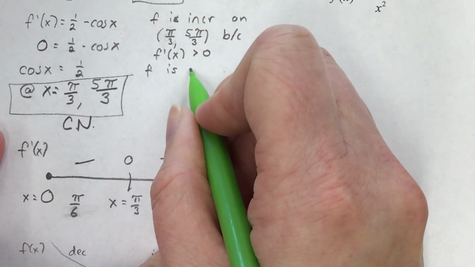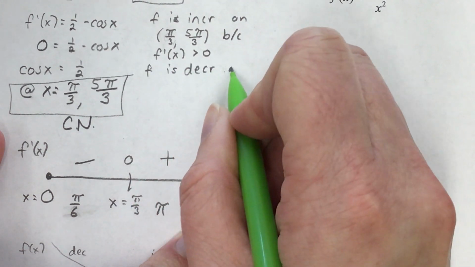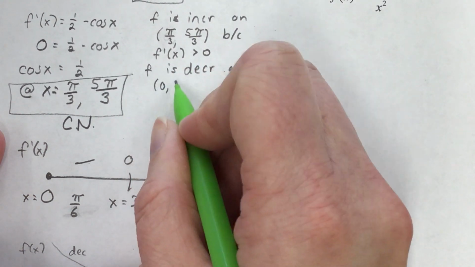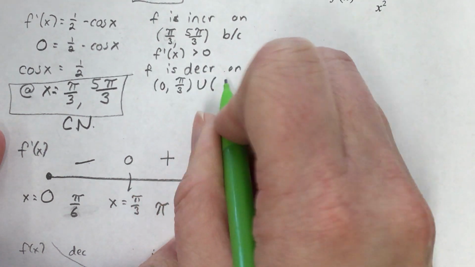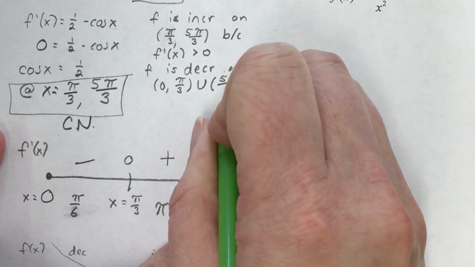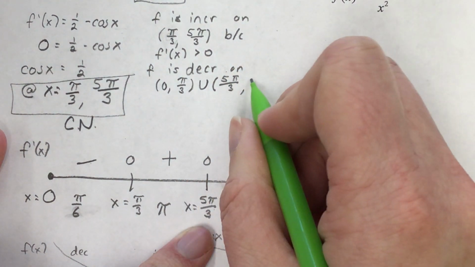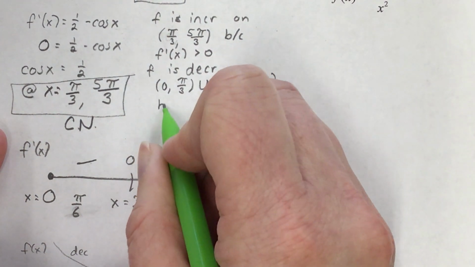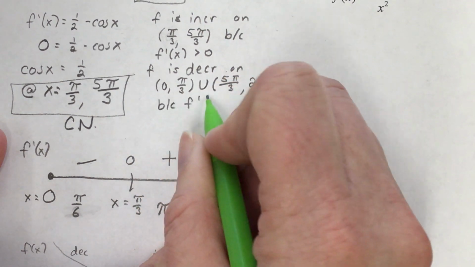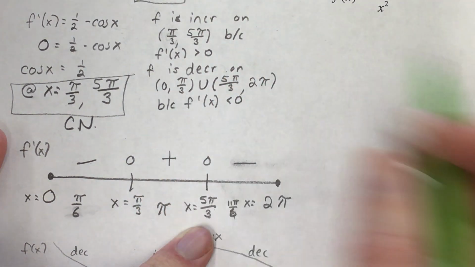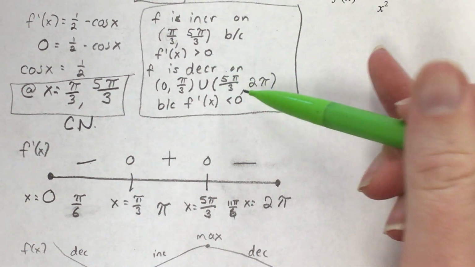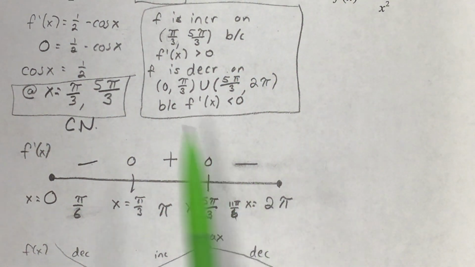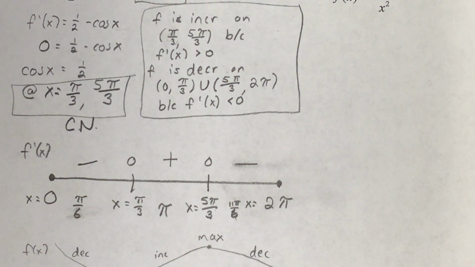F is decreasing on 0 to pi over 3 in union with 5 pi over 3 to 2 pi because f prime of x was less than 0. So those "because" portions are very, very quick, it's just f prime of x is greater or less than 0.